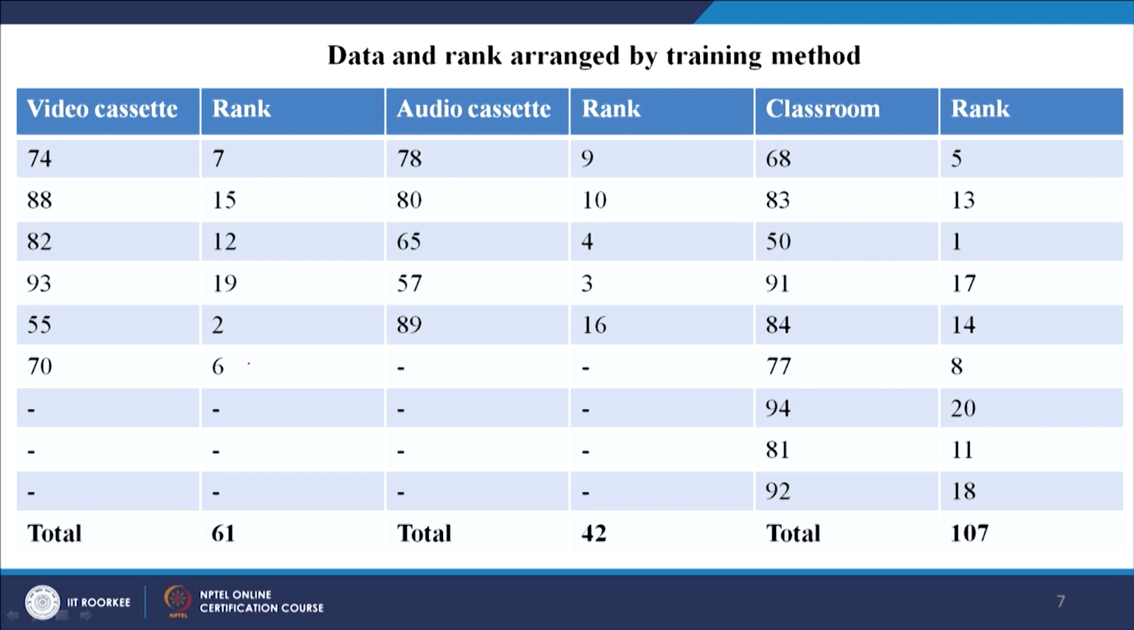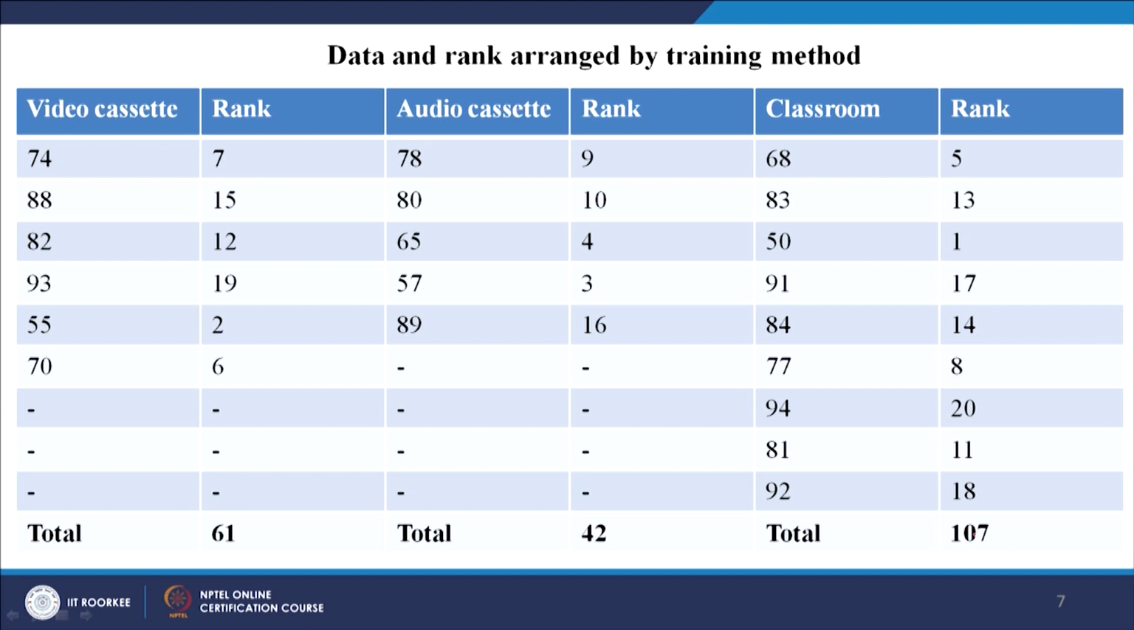For audio cassette similarly we have done it. 78 got the 9th rank, 80 got the 10th rank, similarly 89 was 16th ranked. Classroom also you can see. Now, we will take a total of these ranks. For video cassette, the total is 15 plus 7 plus 12 plus 19 plus 2 plus 6, which is 61. For audio cassette, the total is 42: 9th rank, 10th rank, 19, 4, 23, 26, 32, 42. Similarly, for people who use the classroom method, the score is 107.